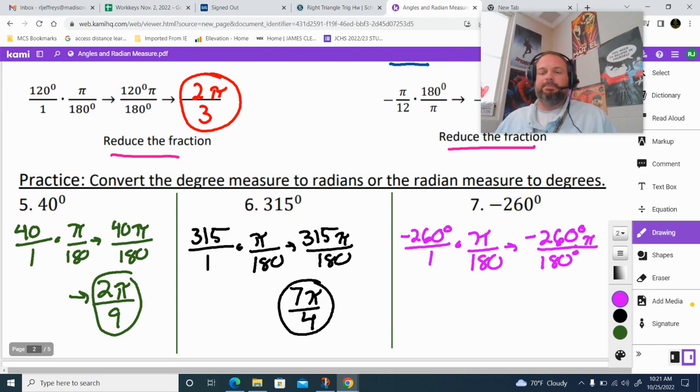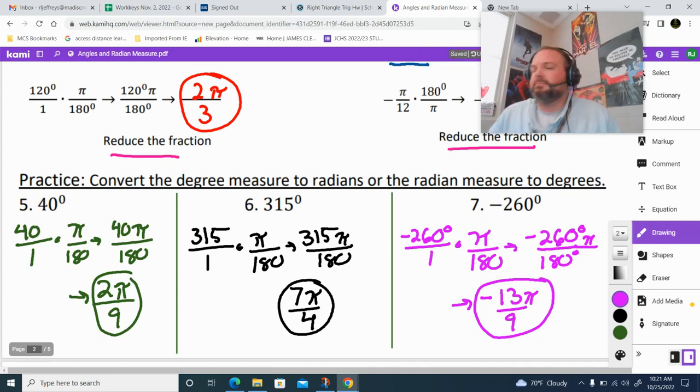Almost forgot my pi. Okay, so negative 260 over 180. All right, we get negative 13 pi over 9. So it's the same process.